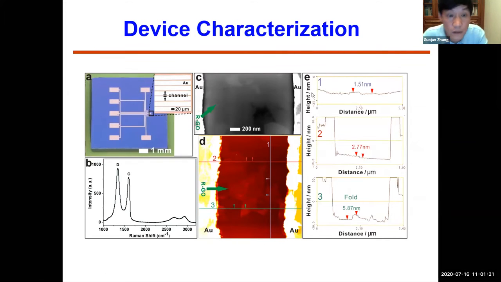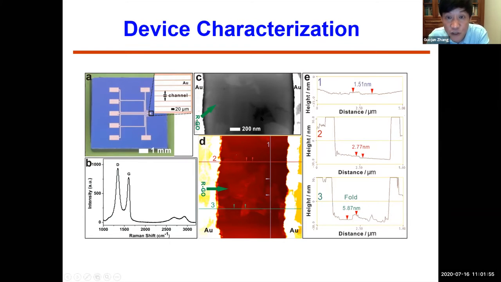After drop-casting the reduced graphene oxide on the chip surface, several characterization tools are used, for example SEM, AFM, and Raman spectroscopy. In the Raman spectrum we can see two typical peaks: one is the D peak, and the other is the G peak.